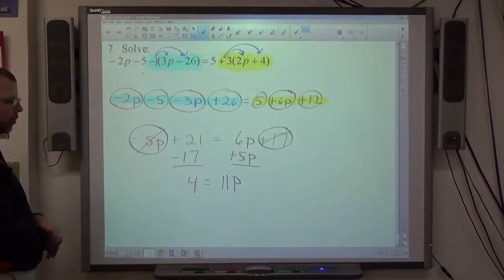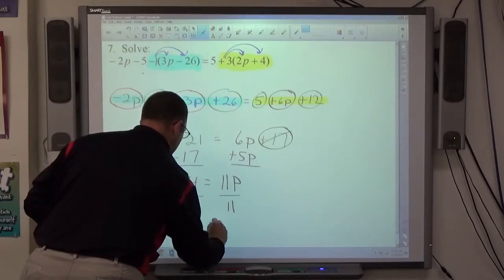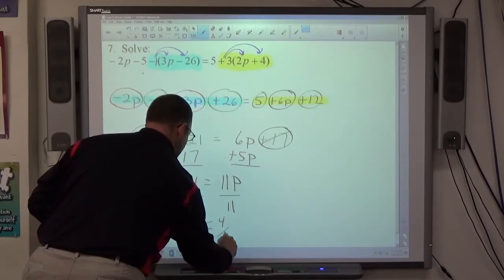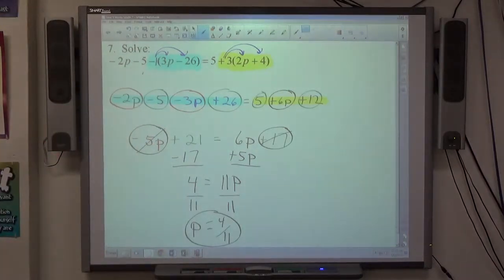And if 11p is equal to 4, we divide both sides by 11. P ends up equaling 4 elevenths. And I would prefer a fraction to a decimal, so make sure you do that properly.